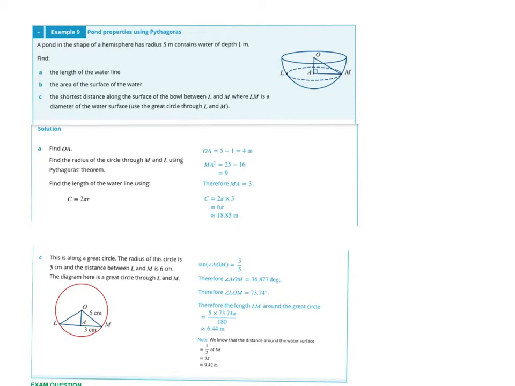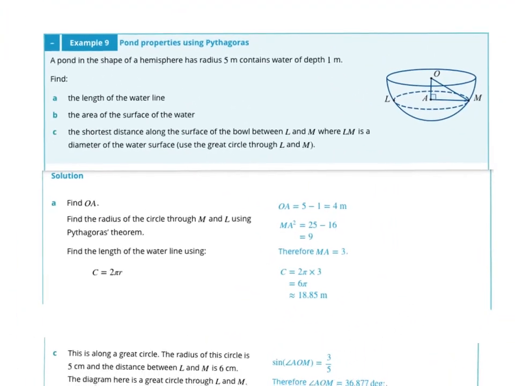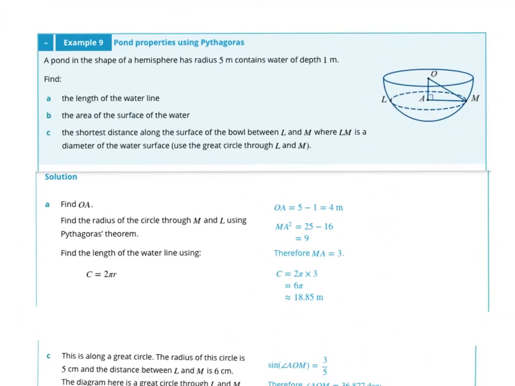So I'm just going to zoom in here on this question so it's a little bit more in. A pond in the shape of a hemisphere has a radius of 5 meters and it contains a depth of water of 1 meter. It says find the length of the water line. When they ask for the length of the water line, what they're actually asking for is across here, that whole diameter there. Sorry, I'll make that a little bit clearer. So what they're asking for is the diameter of that small circle.